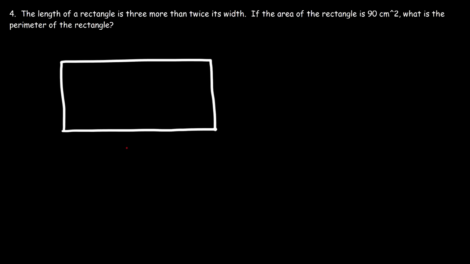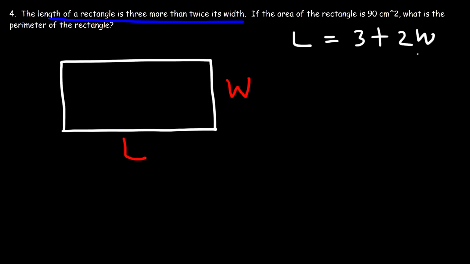And so this is the length and this is the width. Now, what we need to do is write some equations. We're told that the length of the rectangle is 3 more than twice its width. How can we convert that sentence into an equation? So the length is means equal, 3 more, so 3 plus twice the width, 2w.